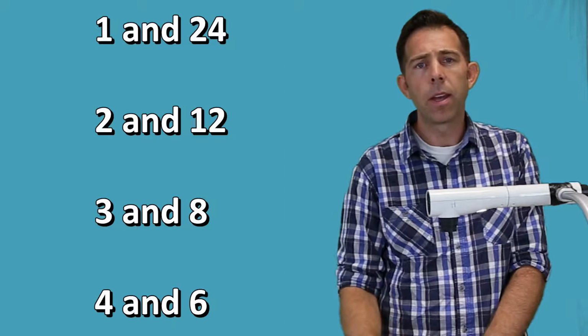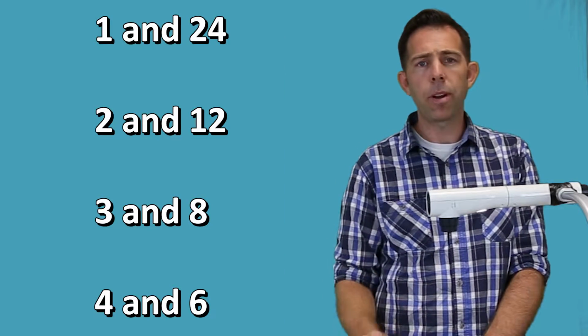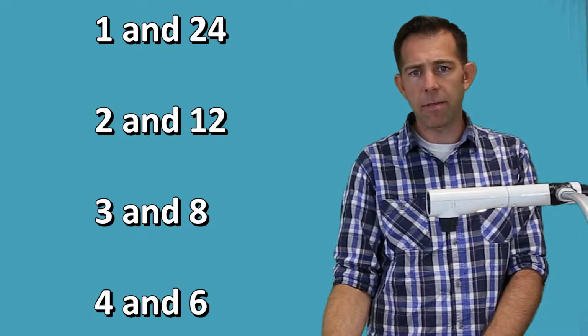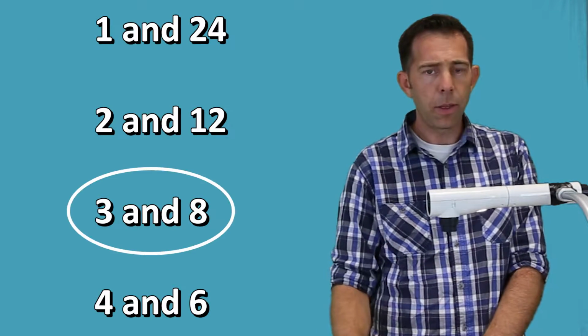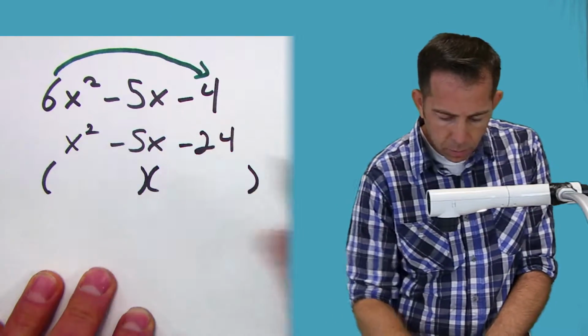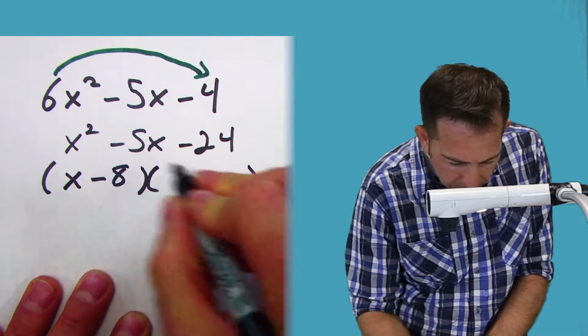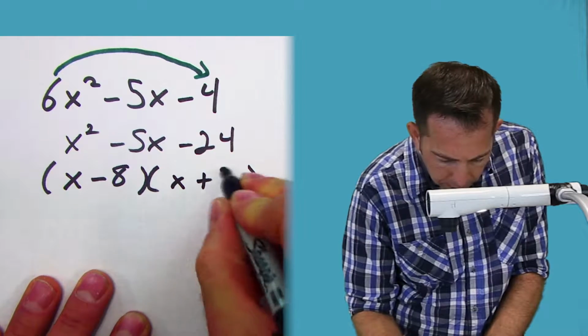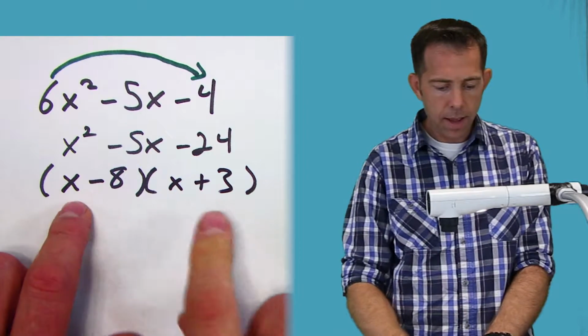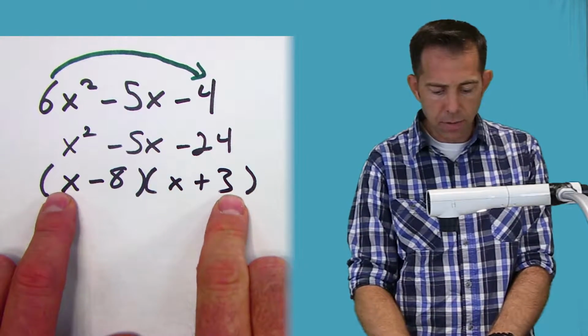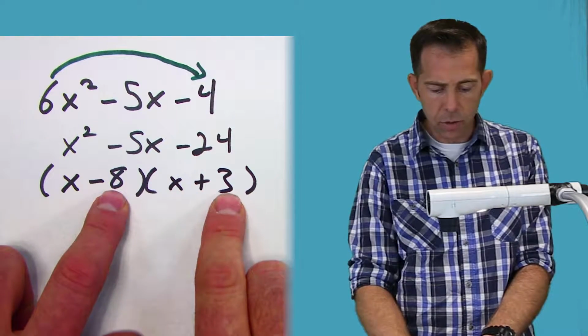So here they are, all the factors of 24. Which combination can give you a negative 5? That's the 3 and the 8. So what we write is x minus 8 and x plus 3, okay, gives us x squared, positive 3x, negative 8x, and a negative 24.